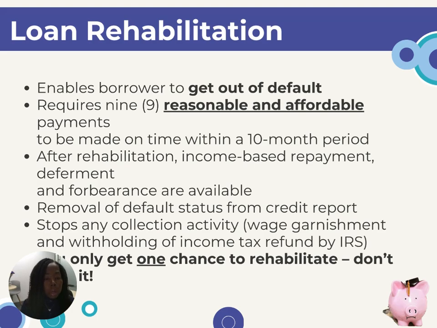The default status gets removed from your credit report, and it's as if the default never happened. It stops any collection activity, including wage garnishment and income tax refund offsets. It's important to note that you only get one chance to rehabilitate. If you've already rehabilitated a defaulted loan, you will not have the opportunity to do it again.